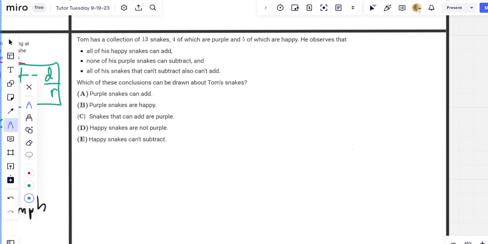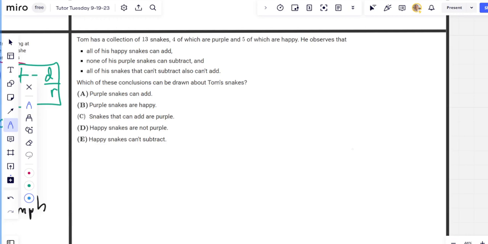Tom has a collection of 13 snakes, 4 of which are purple and 5 of which are happy. He observes that all of his happy snakes can add, none of his purple snakes can subtract, and all of his snakes that can't subtract also can't add. Which of these conclusions can be drawn about Tom's snakes? Purple snakes can add. Purple snakes are happy. Snakes that can add are purple. Happy snakes are not purple. Happy snakes can't subtract. That's a lot of logic right there.